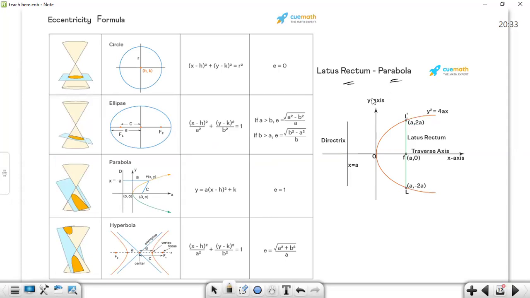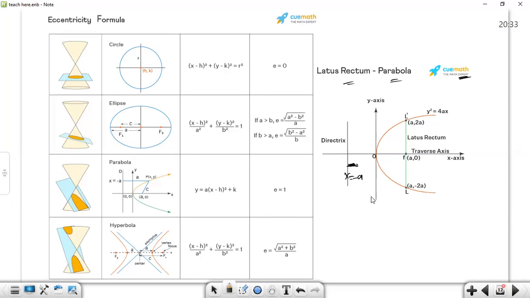So understand these two terms also, latus rectum and directrix. If this is the parabola having focus, a straight line drawn like this is x equals minus a. There's a correction in this. And the photo credit goes to QMath. So x equals minus a.